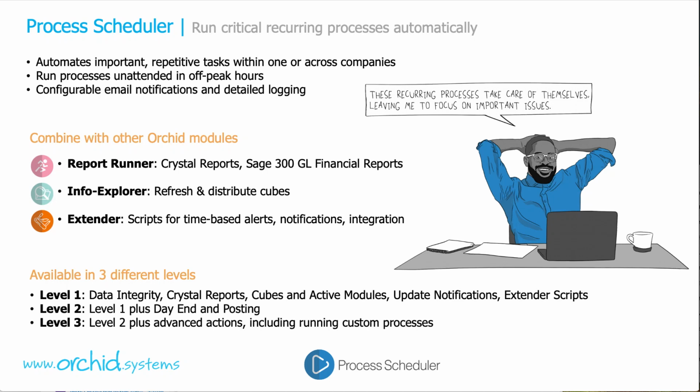So it works with Report Runner for running Crystal reports, GL financial reports to send to other people, Info Explorer for refreshing and distributing cubes for analysis purposes, and Extender for scripts for time-based alerts, notifications, and integration. It's available at different levels as well, so depending on what type of automation you're after, you may need one of the 3 different levels. And let's have a look at exactly how it can be used to improve automation and achieve continuous accounting.